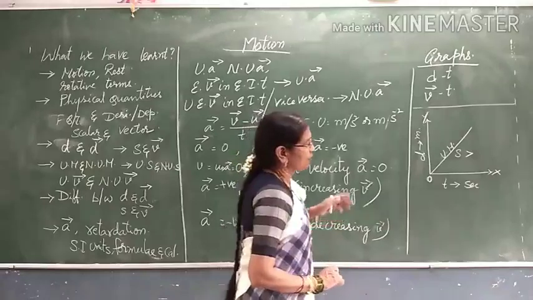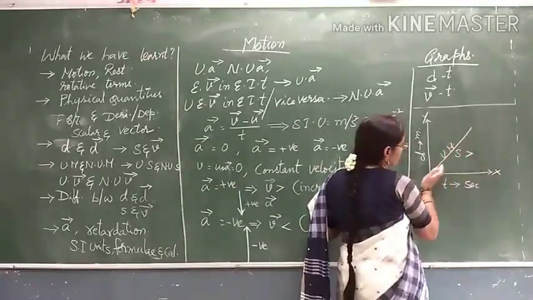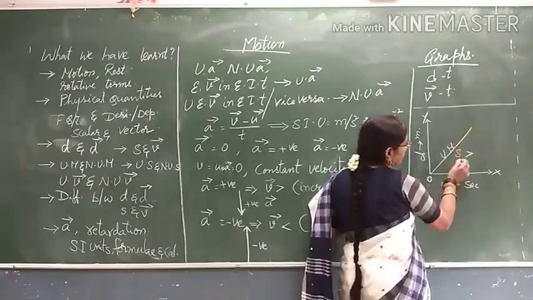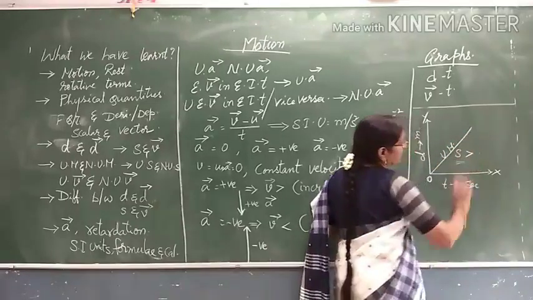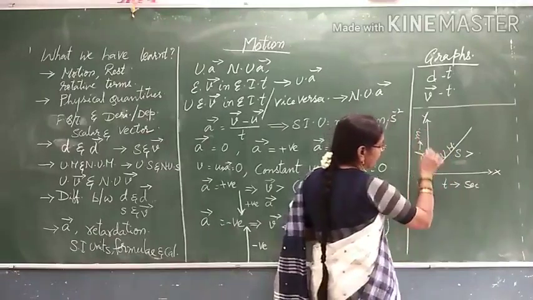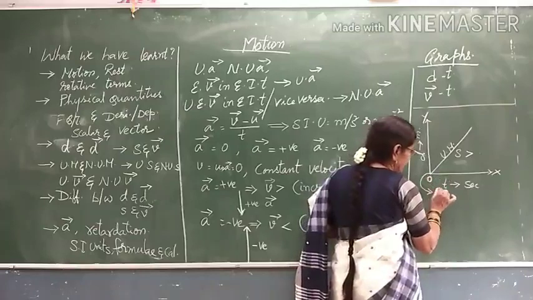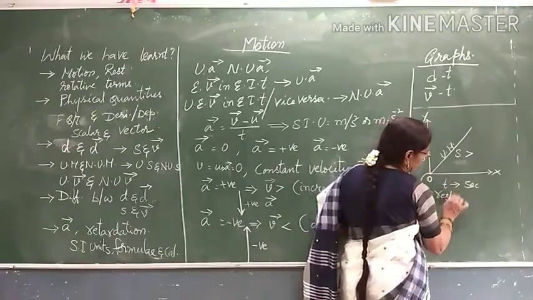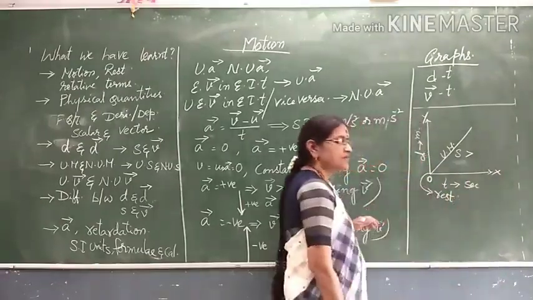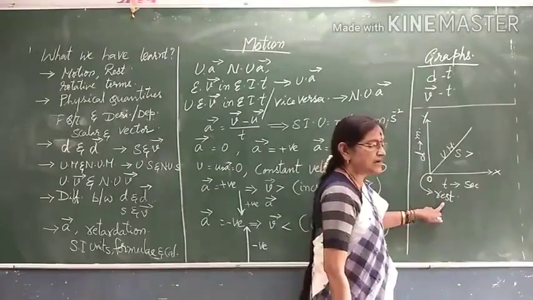So uniform motion means it is a straight line graph. When the slope is going up, then it is with increasing speed. Suppose the same graph is not starting from the origin. When it is starting from the origin, it is called the body is starting from rest. That is, from the reference point when it is starting, the body is starting from rest.